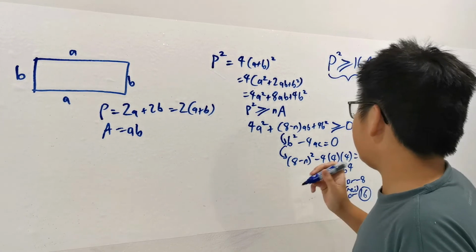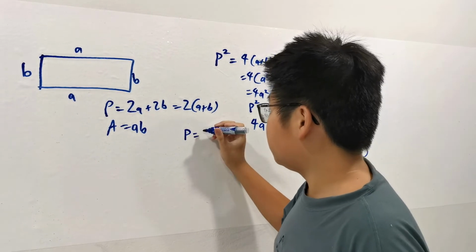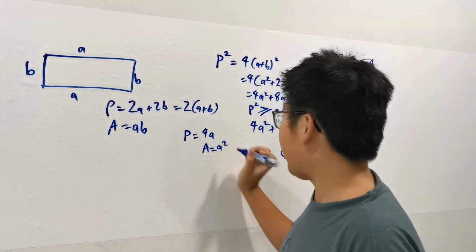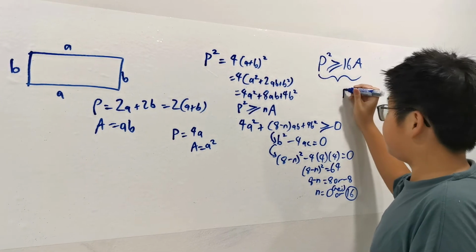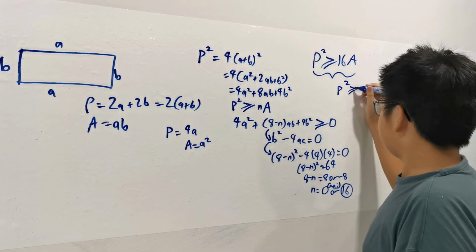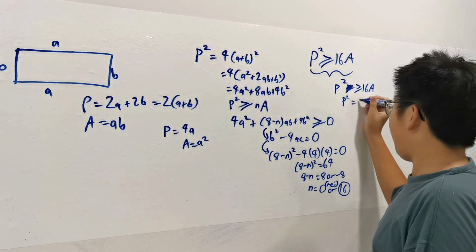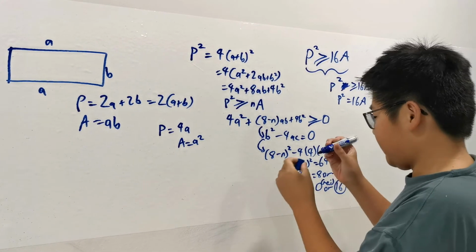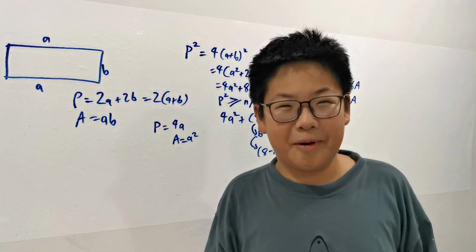With squares, it will be even easier because if p equals 4a, then that means we can say that p squared is also greater than or equal to 16a. In fact, it's always equal because if you square this, you'll have exactly the same as 16 times this. Therefore, p squared equals 16a with squares. Really interesting theorem about rectangles, huh?